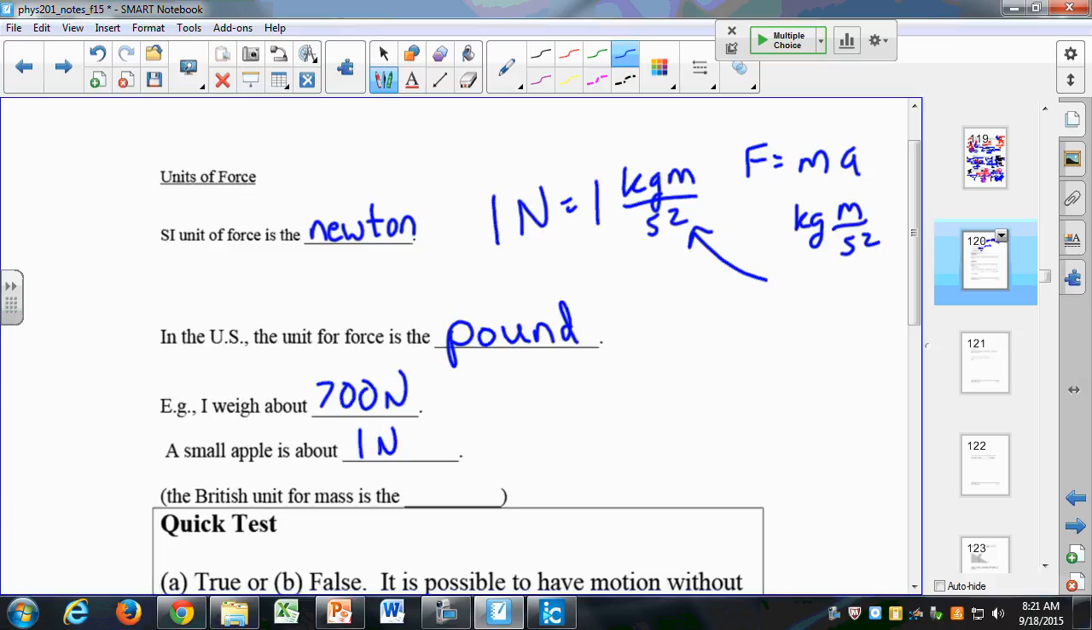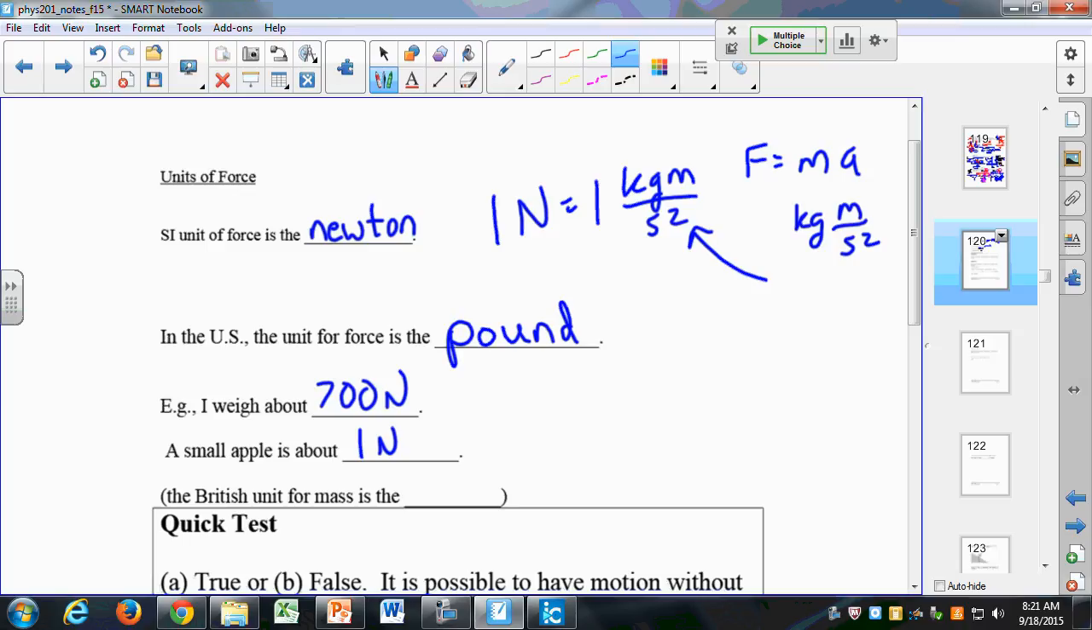And by the way, do you know what the British unit for mass is? In the metric system, we have kilograms, which is mass, but then we convert that into a force depending upon the acceleration due to gravity. And so we usually talk about our weight in newtons. But in the British system, what is the unit for mass? This is just really cool. Do you know, Zane?